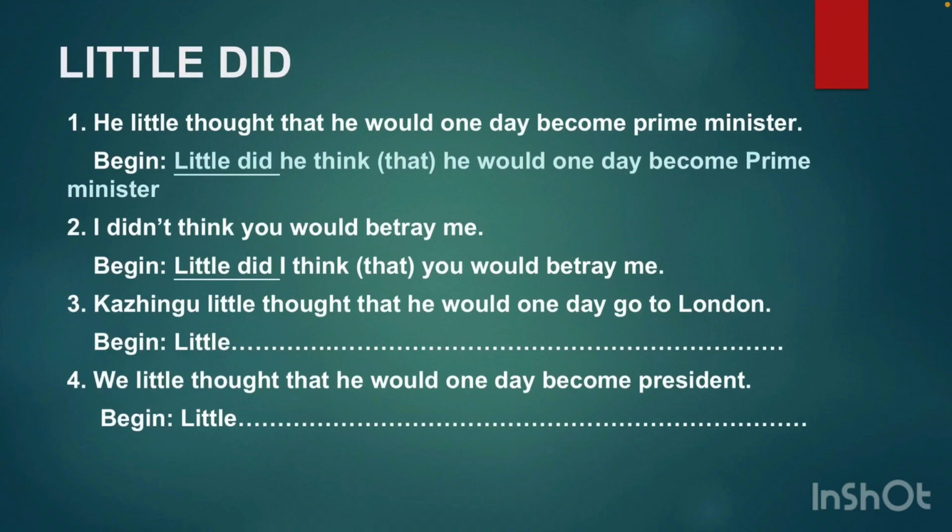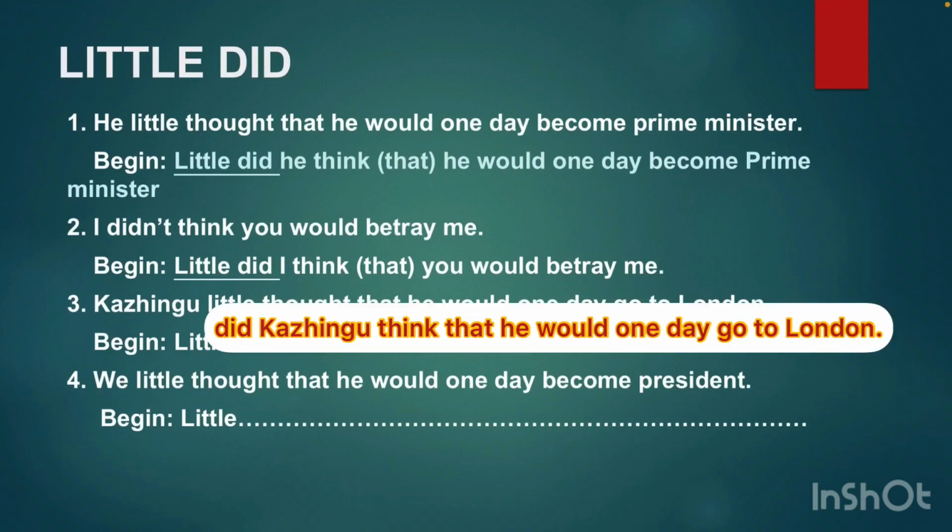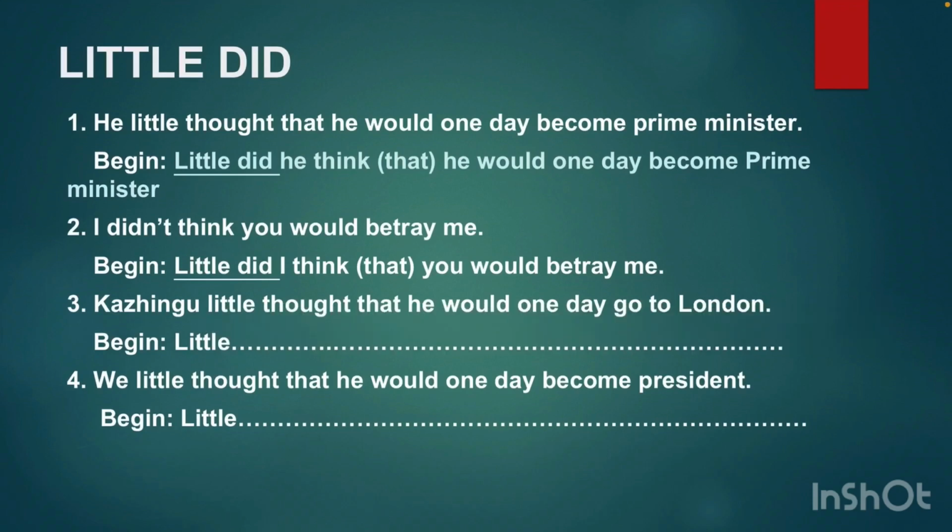Kazingu little thought that he would one day go to London. So I said after little did, you have to put the subject, to remember that. So little did Kazingu think. Listen, little did Kazingu think that he would one day go to London. We don't change everything this side. We just play with the main verb here. In this case, it's thought, and we have changed it to present, think. Little did Kazingu think that he would one day go to London.